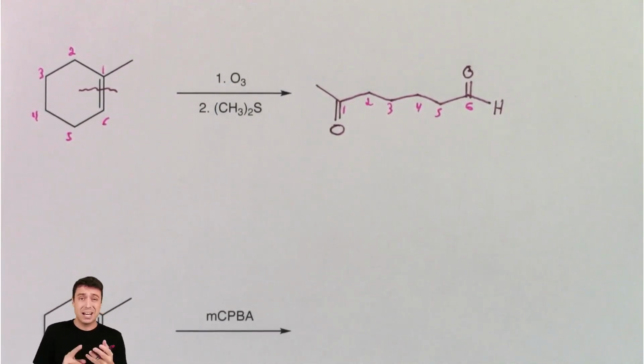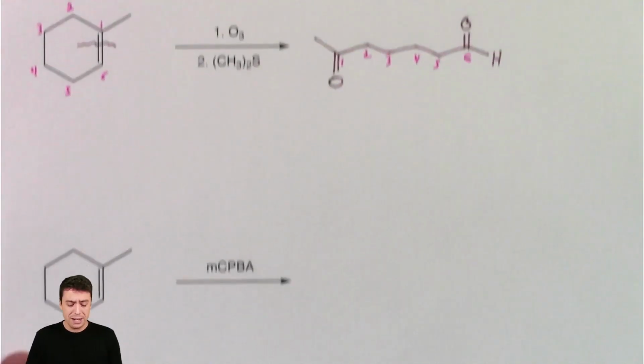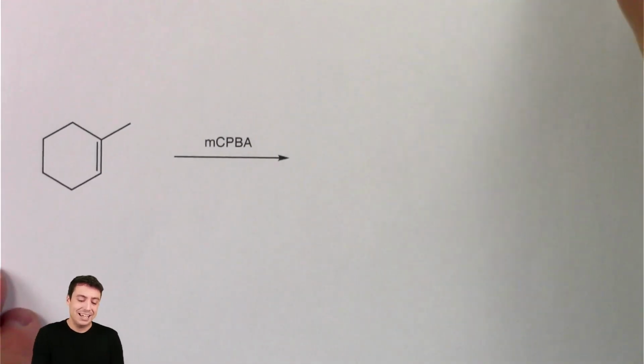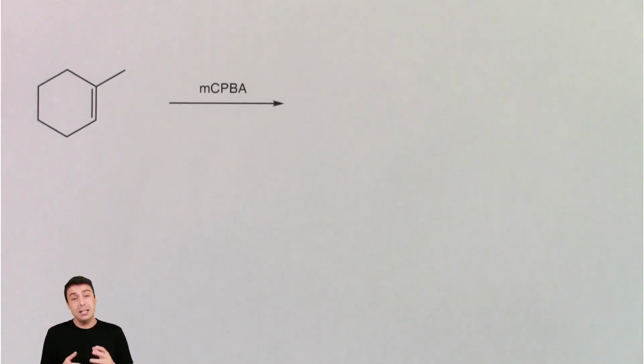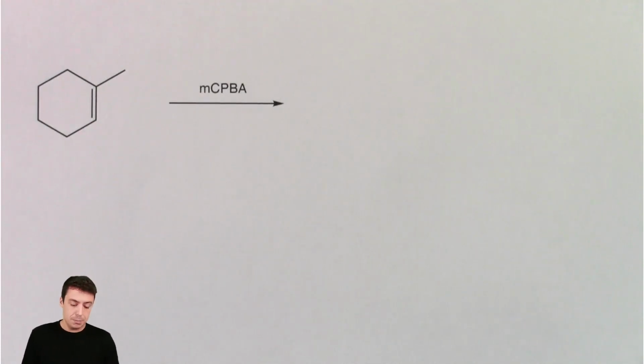You could get ketones and aldehydes depending on the substitution of the double bond. What about MCPBA? And again, at this point, if you're looking at letters and you're just like, I'm just memorizing this stuff, yeah, I mean, sure, at this point you might get to that point, but hopefully you're not.